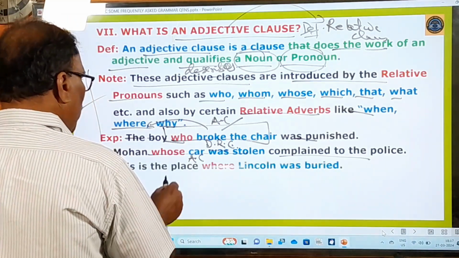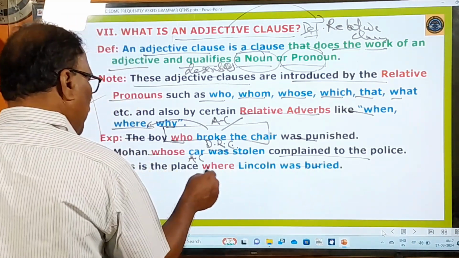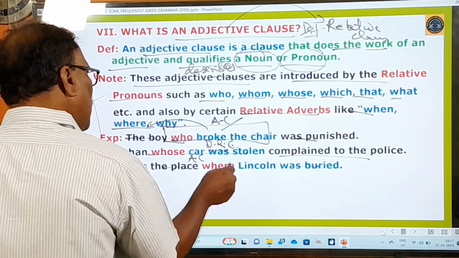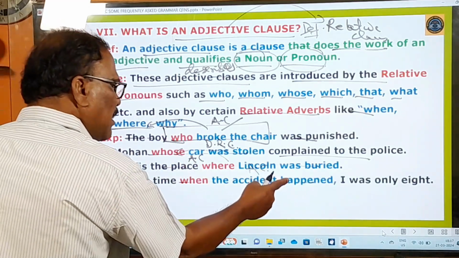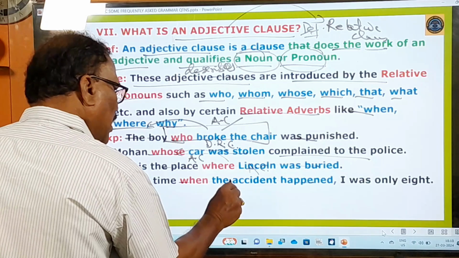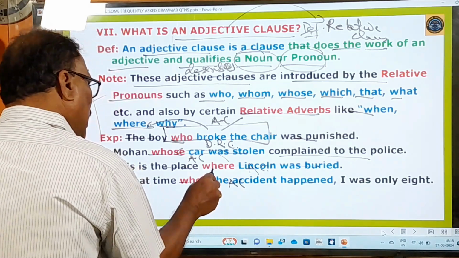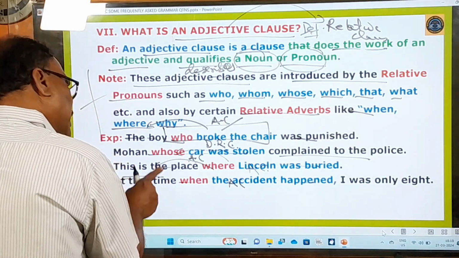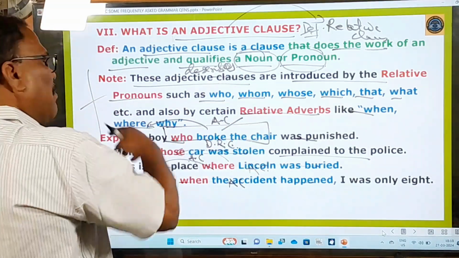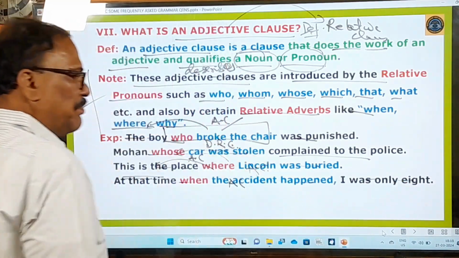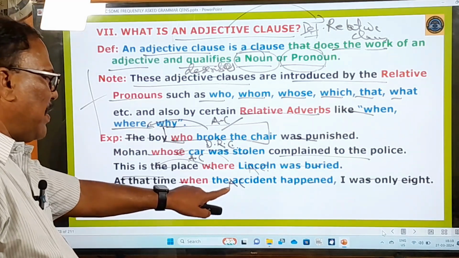And one more example, this is the place where Lincoln was buried. Okay, same example. So this is describing this antecedent, at the time when the accident happened. So this is an adjective clause. What is it doing? It is describing this time, at the time when the accident happened. At the time when the accident happened, I was only 8. So this is an adjective clause or defining relative clause.